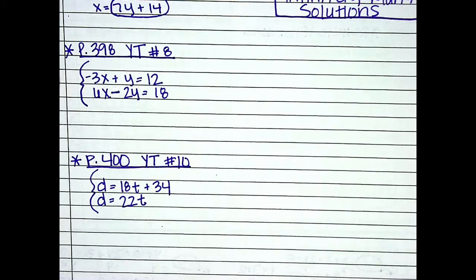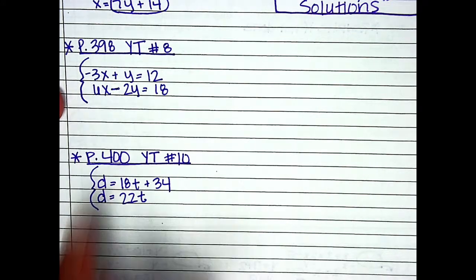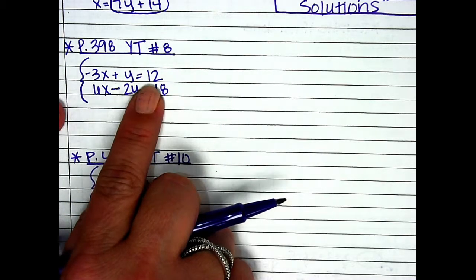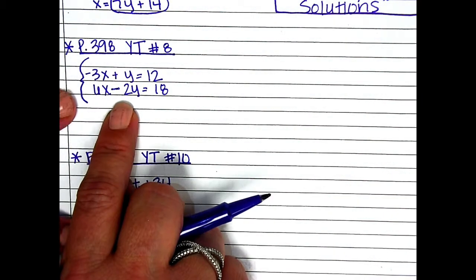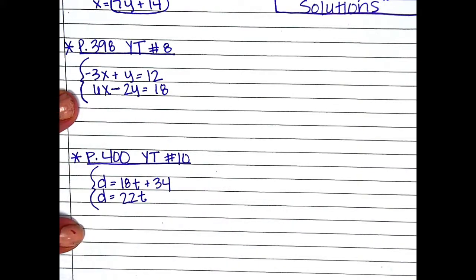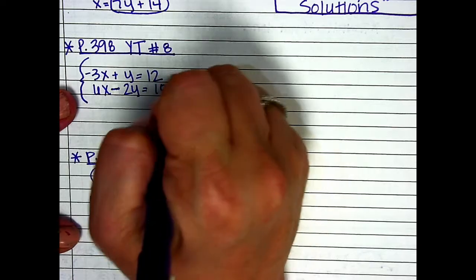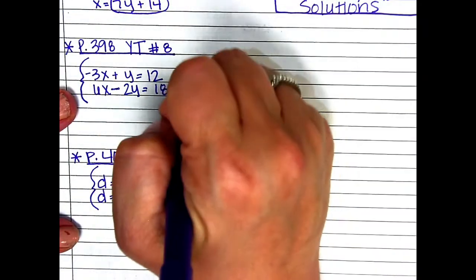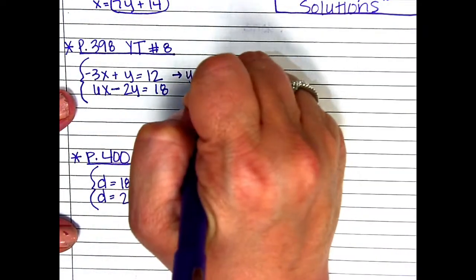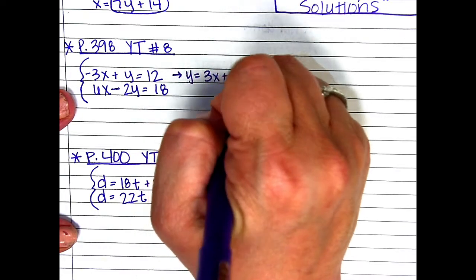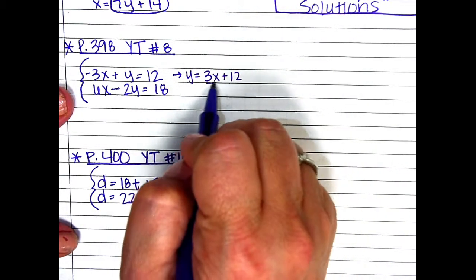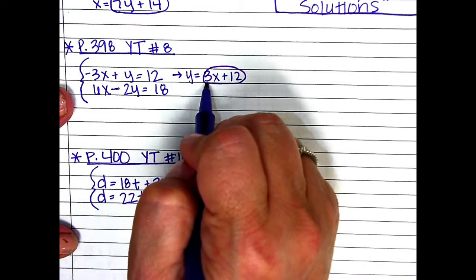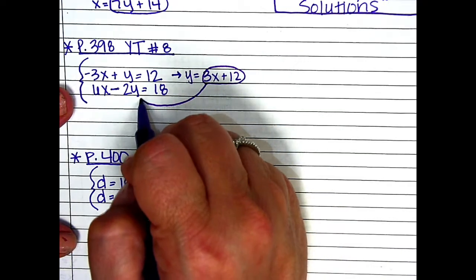Okay, the next one I want to show you is also on page 398. It's your turn, number 8. My system is negative 3x plus y equals 12 and 6x minus 2y equals 18. I'm going to solve the first equation for y. So I end up with y equals 3x plus 12. So I'll take that 3x plus 12, plug it into my second equation for y.